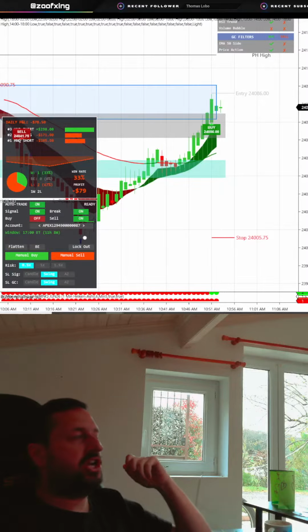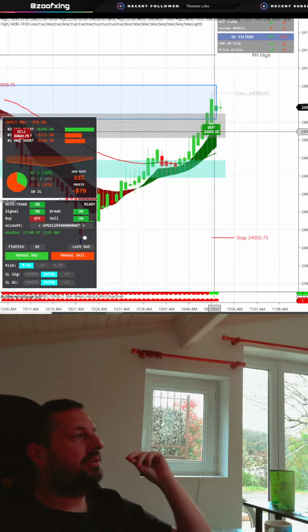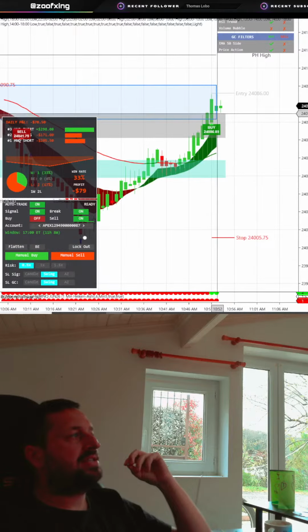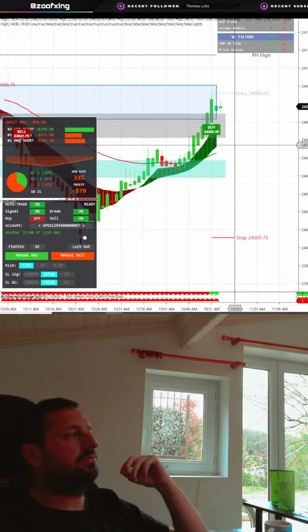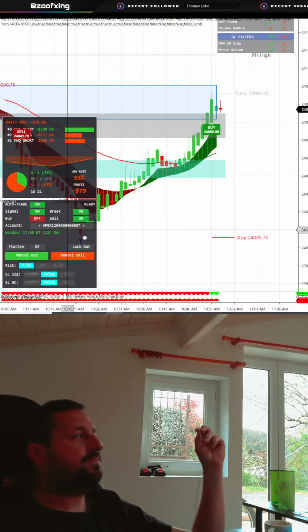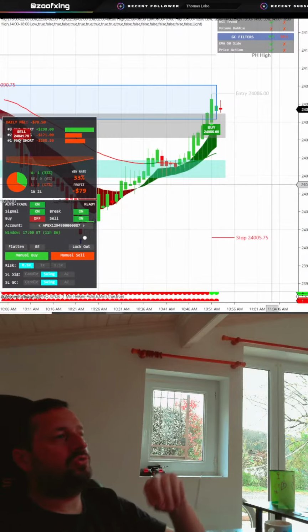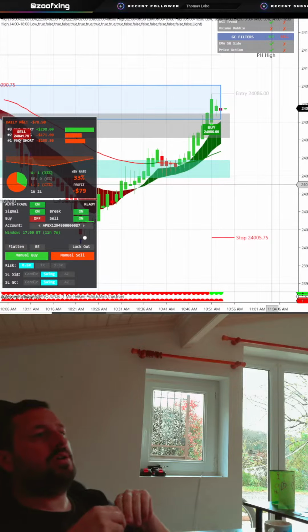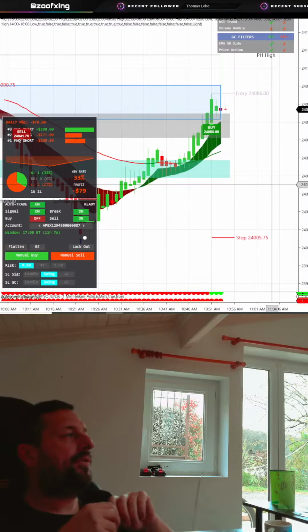So without having to change my settings for my signals, if I prefer a particular direction, I can just make sure I'm only looking for trades in that direction.